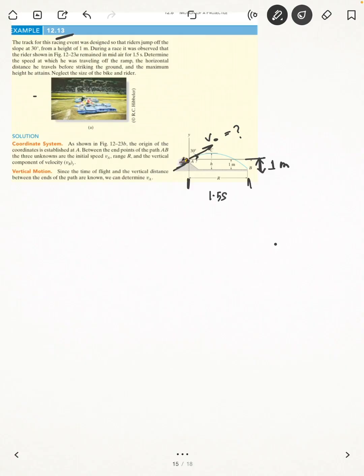Before striking the ground, and the maximum height he attains. Neglect the size of the bike and the rider. So which equation do we have to use? We are given a vertical distance and the time, so we have to use y is equal to y naught plus v naught y t minus half g t square.